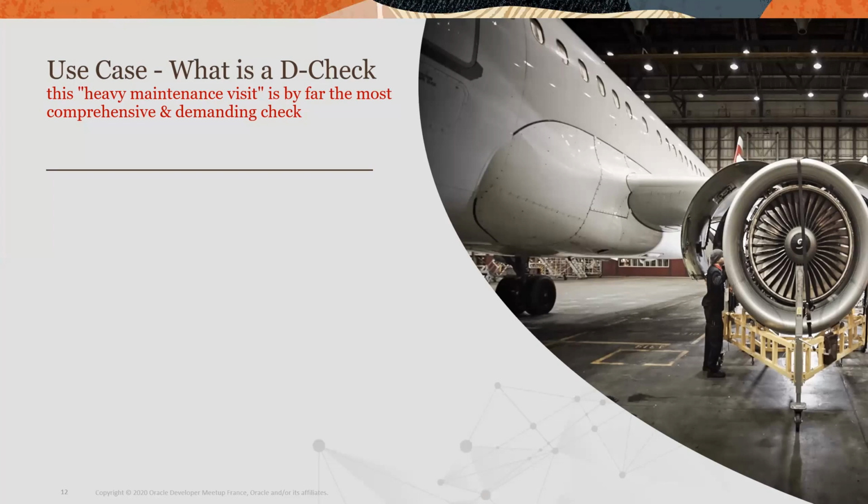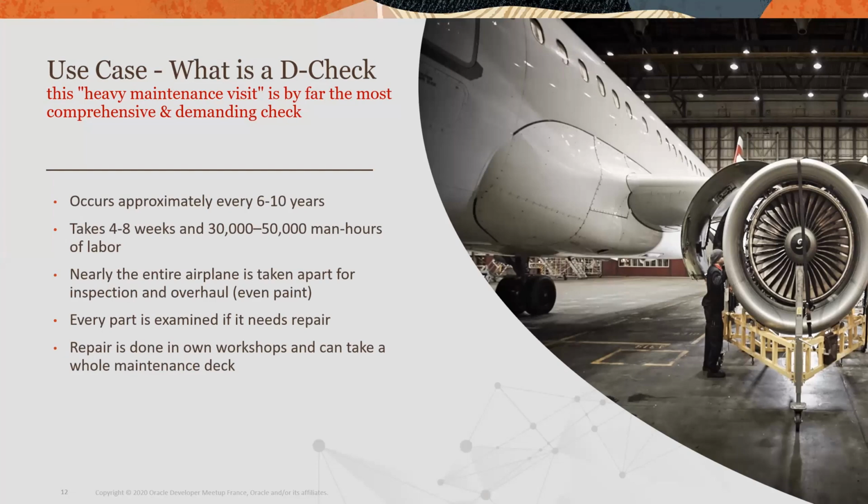A D-check is the most heavy maintenance check that's done on an airplane. It's the most comprehensive and also demanding check that happens on an airplane. You have an A, B, C, and a D-check. A D-check occurs approximately every 6 to 10 years, and it takes around 4 to 8 weeks, depending on the size of the airplane, but also on the things they want to really strip down. And it takes around 30 to 50,000 man hours of labor. So you can understand this is not something you do on a regular basis.